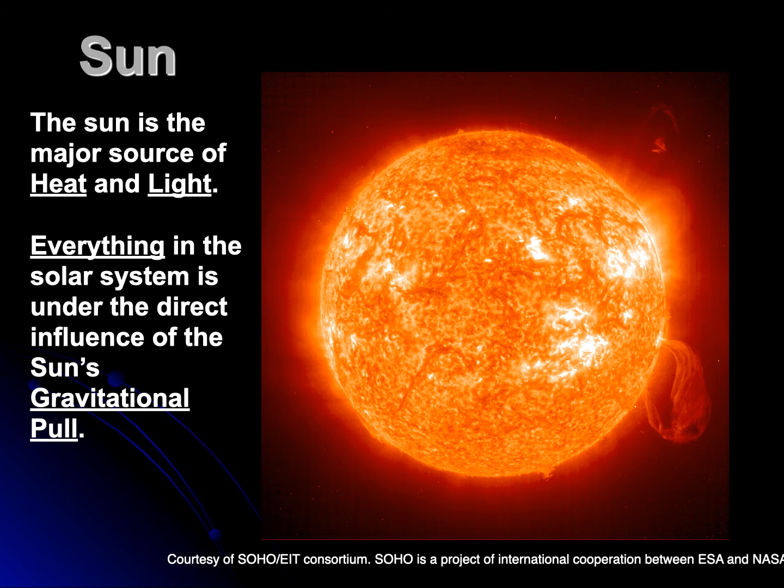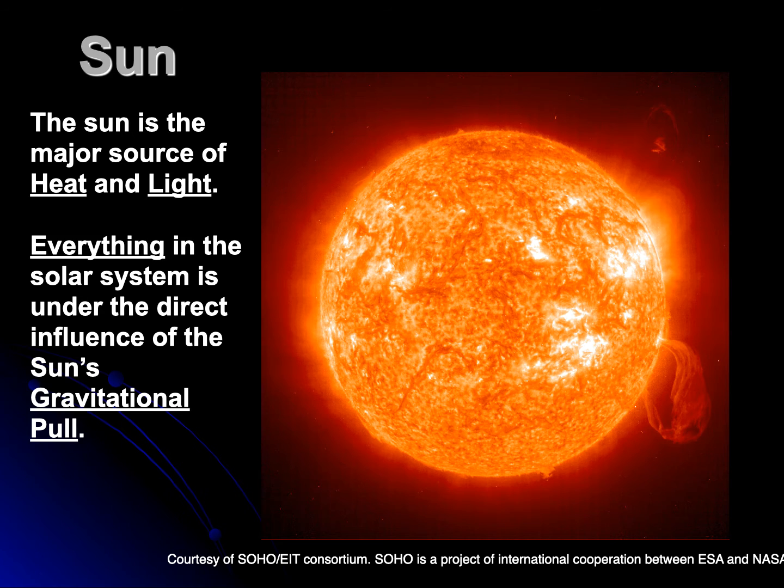Everything in the solar system is under the direct influence of its gravitational pull. The sun is so large, it's able to pull every planet around with it. Now, if you understand the solar system at all, you'll understand some planets, especially the gas giants, get really, really large. However, the sun is significantly larger, to actually pull it around together.